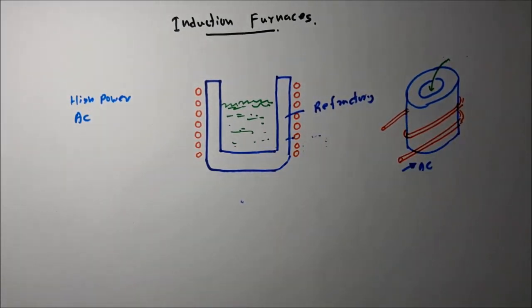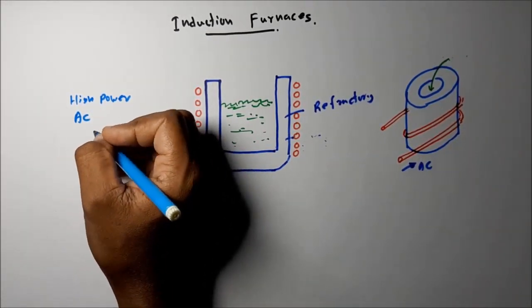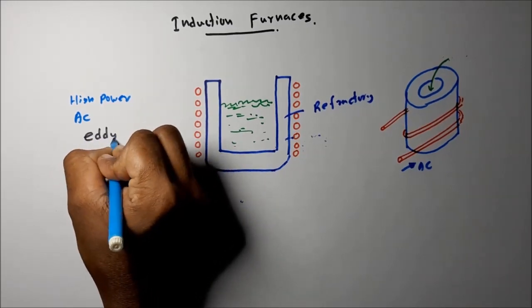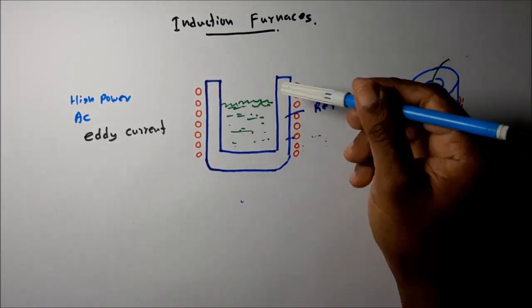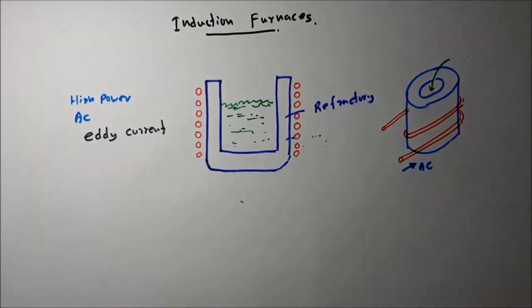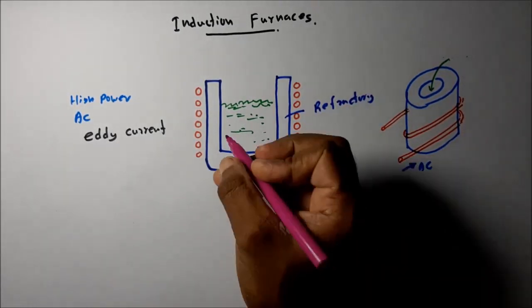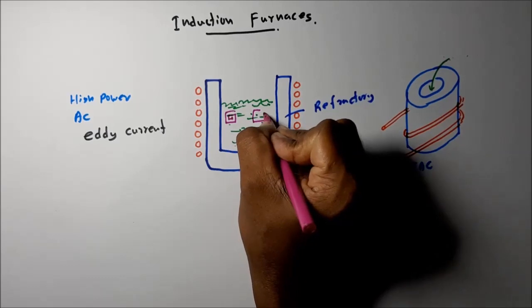Because of this AC current, eddy current is generated in the charged material. Eddy current is generated inside the charged material. You may have heard this term, eddy current, in your A level. Because of the electromagnetic force generated by this current carrying conductor, eddy current is generated inside this charged material. This is the eddy current. I will show it in this way.